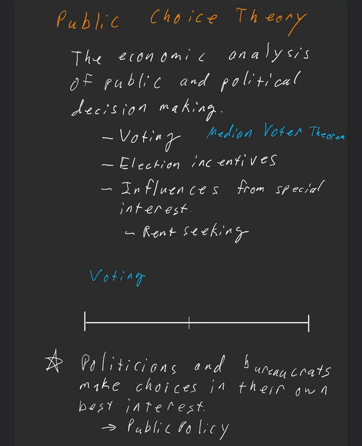So the median voter theorem is this idea that whoever is closest to the median voter on a spectrum is going to win the election. Let's see why. Let's say we have an election. Let's say it's a presidential election.